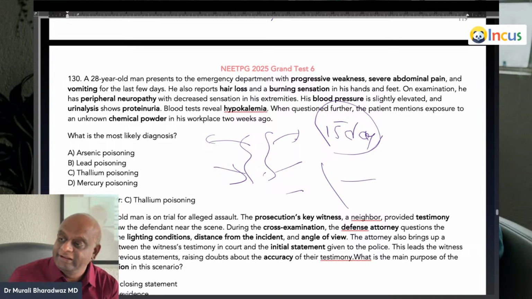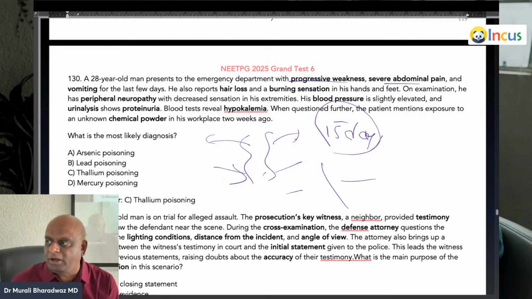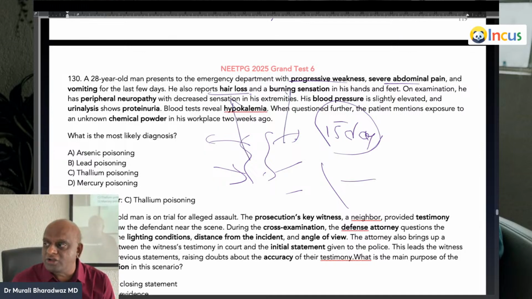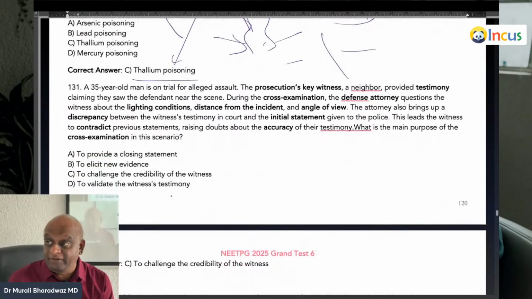A 28-year-old with progressive weakness and severe abdominal pain. He reports hair loss, burning sensation, hypokalemia, proteinuria. There is some chemical powder in his workplace, which is thallium poisoning.